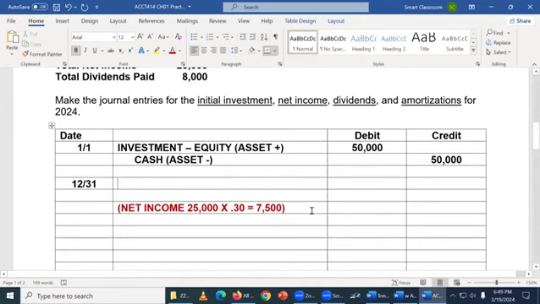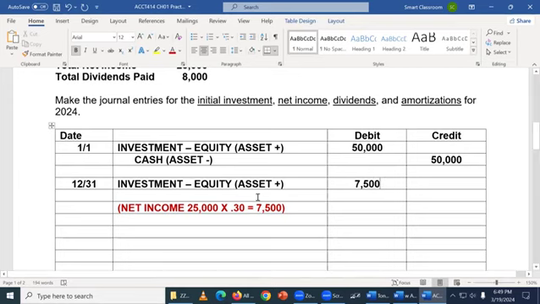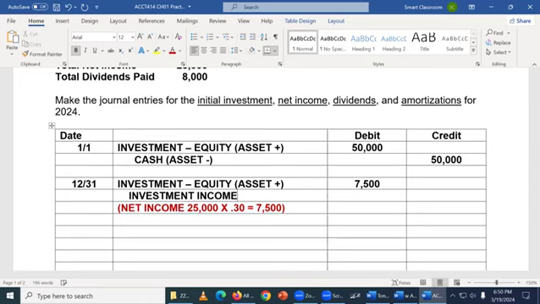So what's the entry? If you think about it, we own quite a bit of this company, so when this company makes money, we're happy about that, and we pick that up as our own share of it. And we say our investment is worth $7,500 more now. This will be investment and income, could be equity in investment income.